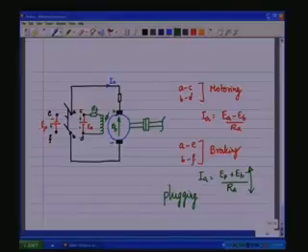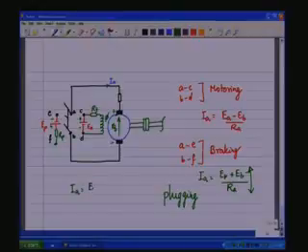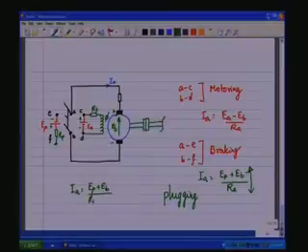Under such cases, one will have to put a series resistance RP such that IA becomes, during braking or plugging, EP plus EB by RP plus RA.